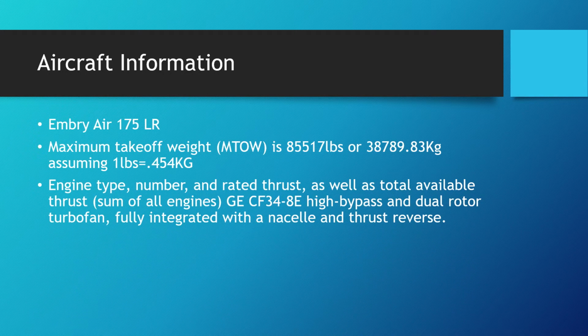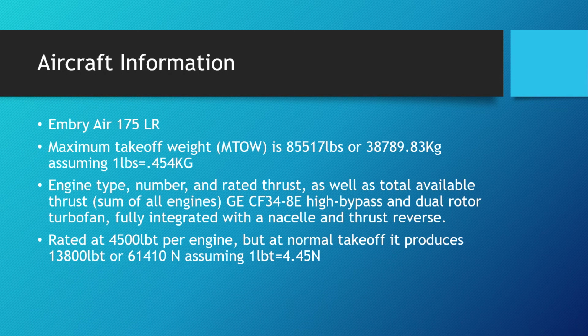The engine types, numbers, and rated thrust, as well as the total available thrust, sum of all engines. So it has the GE CF34-8E, a high bypass, dual rotor turbofan, fully integrated with nacelle and thrust reverser motors on it. It's rated at 4,500 pounds of thrust per engine. Normal takeoff is derated, however, to 3,800 pounds of thrust, or 61,410 newtons, assuming that conversion ratio of 4.5 newtons to 1 pound of thrust.